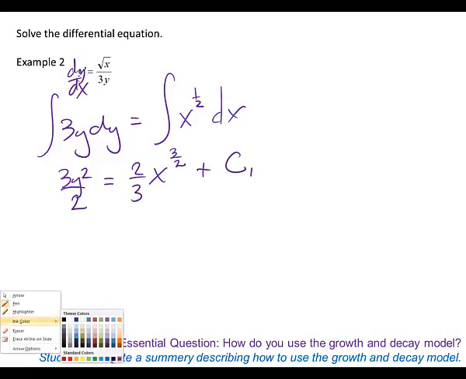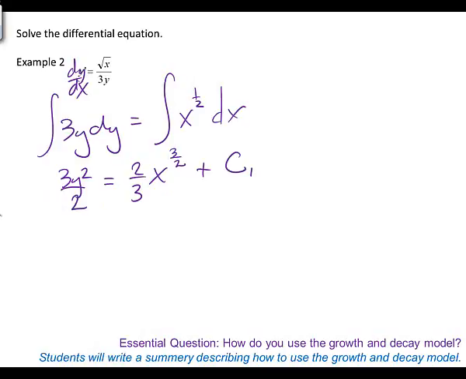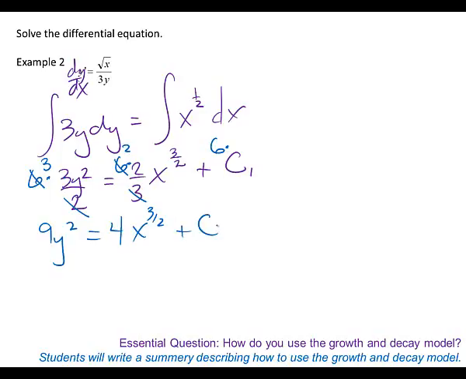All right, I don't like those fractions. I want to get rid of all the fractions in one step. So here's my little algebra trick. What's the greatest common factor? I'm sorry, least common denominator, not greatest common factor. What's the least common denominator? 6. So if I multiply everything, including the c, by 6, I don't change it in any way, and I get rid of the fraction. So 2 goes into 6 how many times? 3 times 3 is 9y squared. 3 goes into 6 how many times? 2. 2 times 2 is 4x to the 3/2. Plus a constant, right? 6 times a constant is a constant.